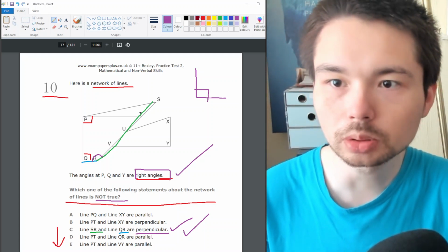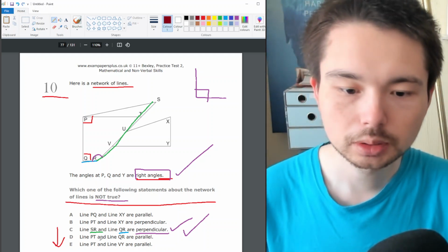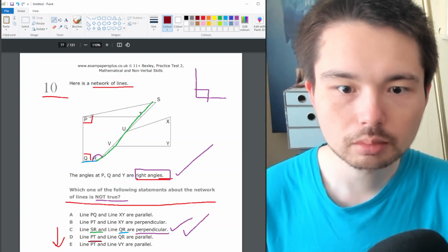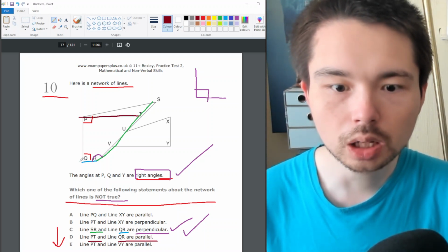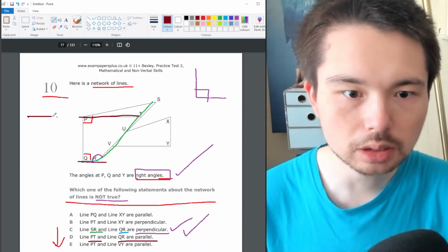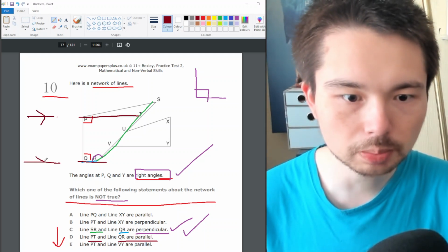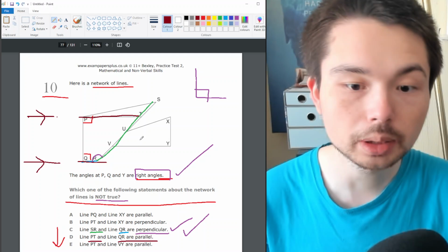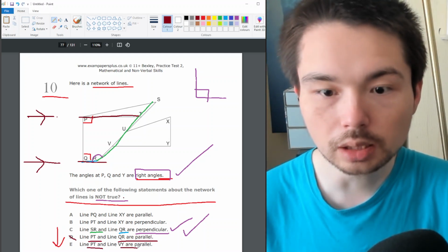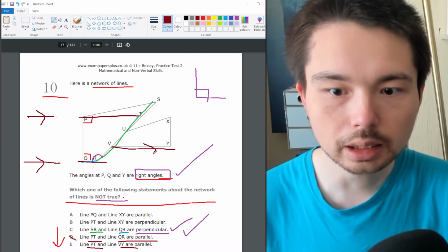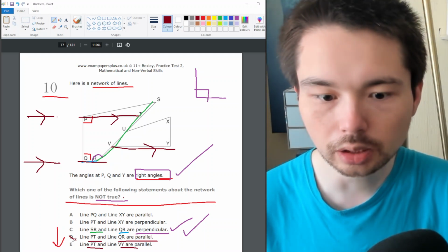Let's just check a bit more just to show you. That was lucky. PT here. PT there. And now QR. QR, are they parallel? Well, parallel means going the same direction. If I just put an arrow just to show it, are they both going in the same direction? Yes. So we're going for the one that's not true. Next, PT and VY. Here, can you see if I just draw arrows on it, they're going the same way.